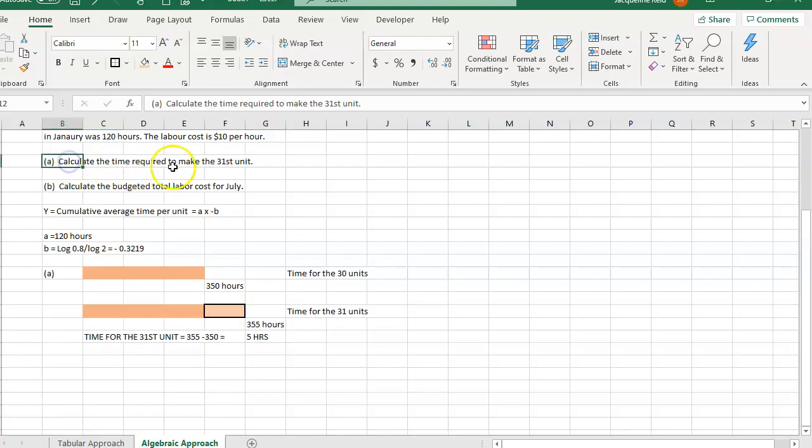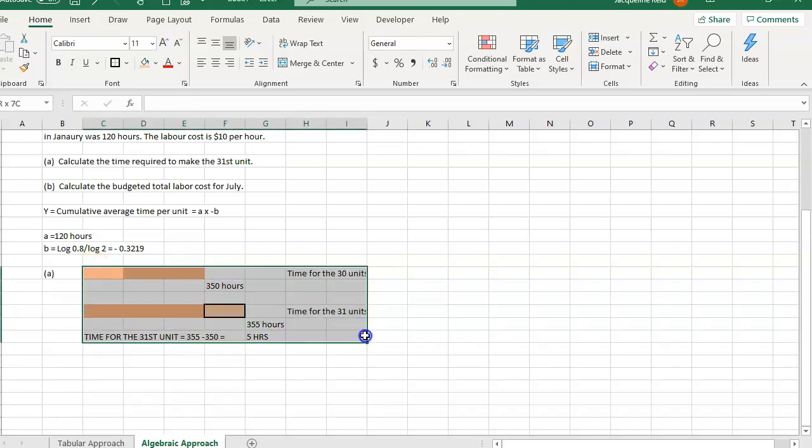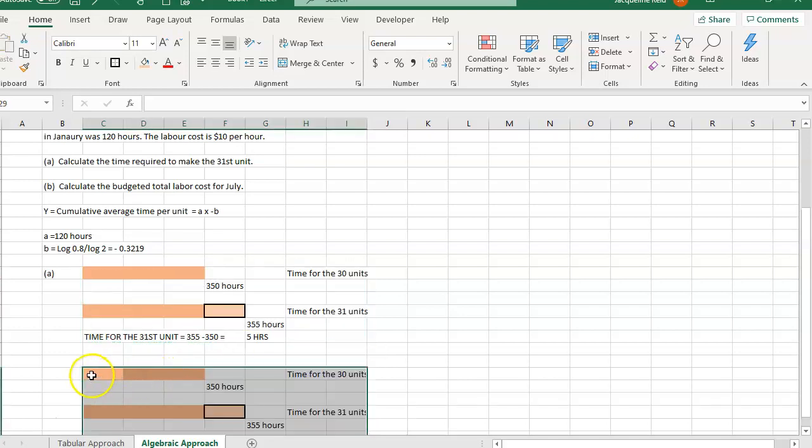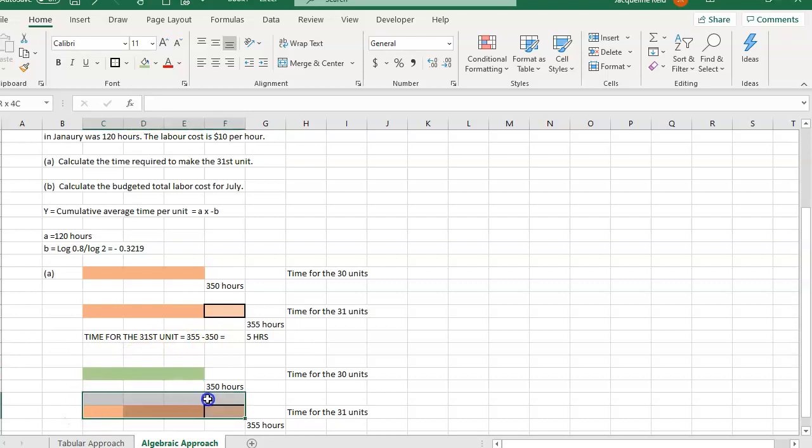If we want to find the time for the 31st unit, we have to find how much time it takes to make 31 units and how much time it takes to make 30 units. I was just using some fictitious times here. So let's find now the actual correct data. Let me change my color scheme so that you do not think that I'm using the same data, because I am not. All right.